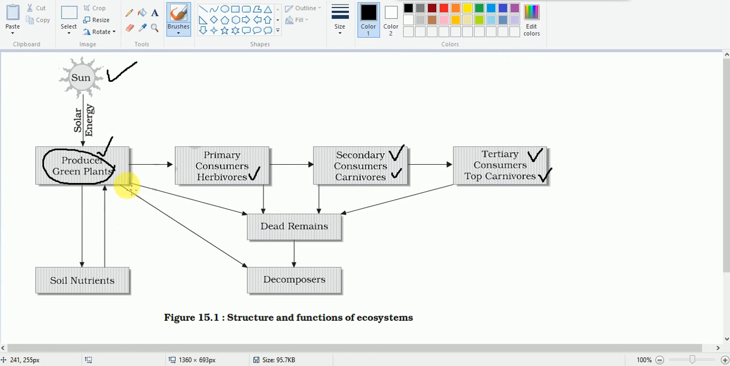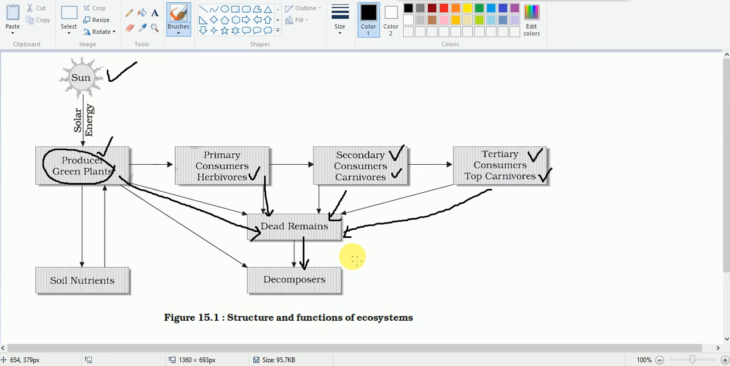And again, from the green plants, from the leaves, we get these remains. Then from the herbivores also we get dead remains, and likewise from the carnivores, the secondary consumers, we get dead remains, and from the top carnivores also we get dead remains. And so this will again be utilized by the decomposers.